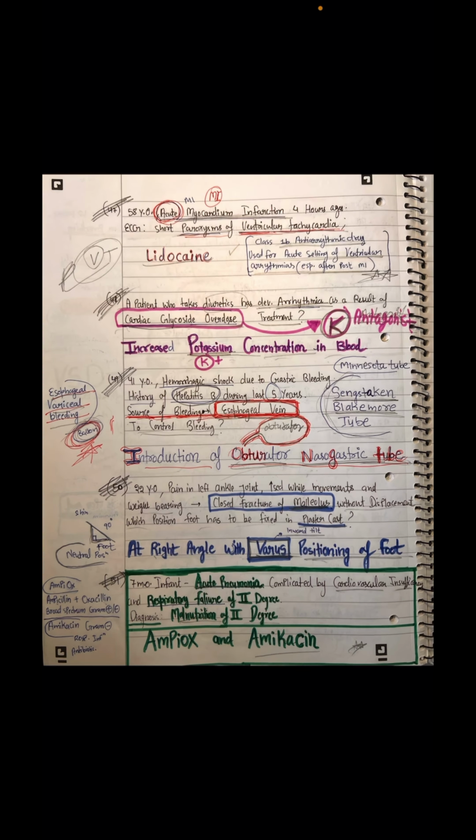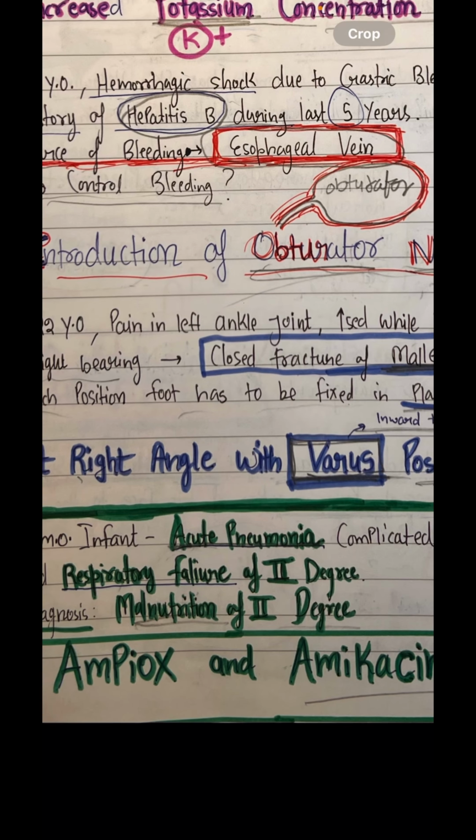So the next case is about acute pneumonia, respiratory failure second degree, and malnutrition second degree. What combination of medicines or drugs are we going to provide to the patient, so that all of these problems the patient is having can be treated?